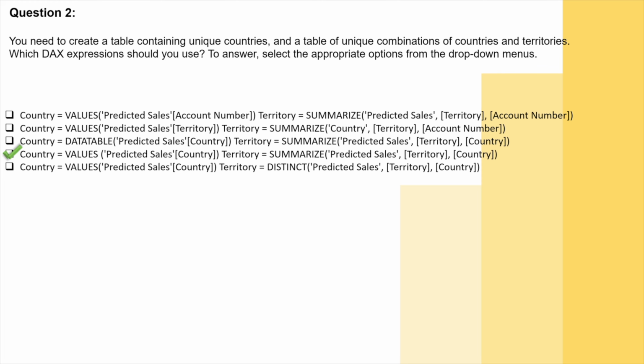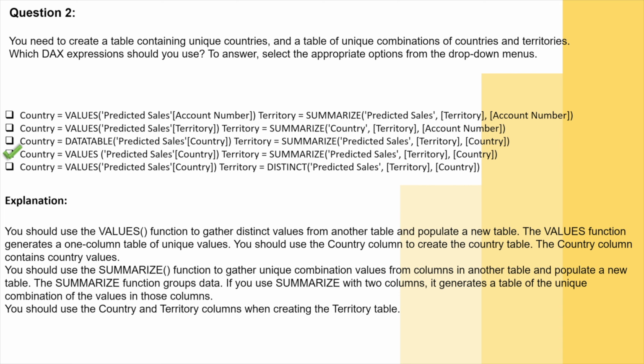So obviously the fourth answer is correct, which is country is equal to values predicted sales country, territory is equal to summarize predicted sales comma territory comma country. And the explanation that they have given is you should use the values function to gather distinct values from another table and populate a new table. The values function generates a one column table of unique values. You should use the country column to create the country table. The country column contains country values.